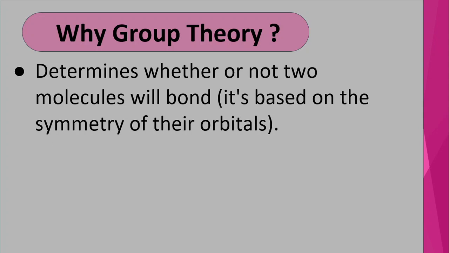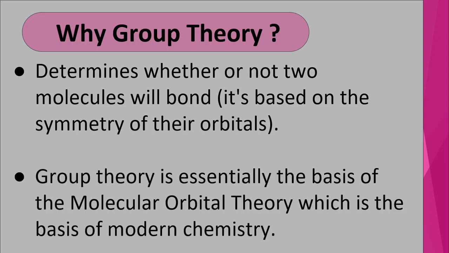So why group theory? It determines whether or not two molecules will bond. It's based on the symmetry of their orbitals. There are different theories such as valence bond theory, molecular orbital theory, crystal field theory, which explain the bonding and the types of bonding present in different molecules. But group theory also explains whether or not two molecules will form a bond. It is explained by group theory.